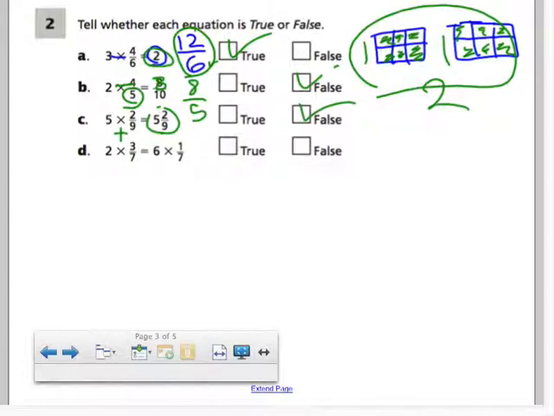How about over here? 2 times 3/7 equals 6 times 1/7. Let's find out. 2 times 3 is 6 with the 7ths on the bottom. 6 times 1 is 6 with the 7ths on the bottom. Are those equal to each other? Is 6/7 the same thing as 6/7? Sure is. So there you go. True, false, false, true. But it's not enough to just check the boxes. You have to understand how you got the answer.